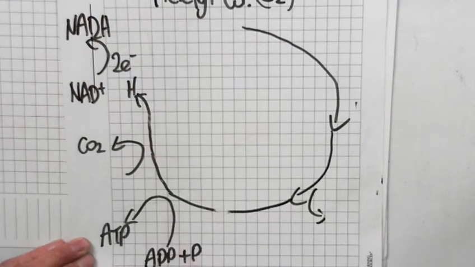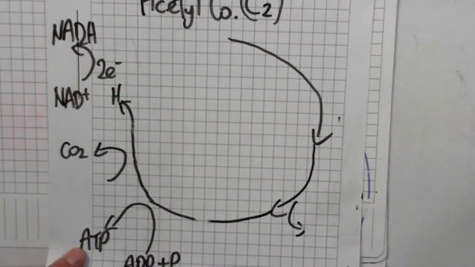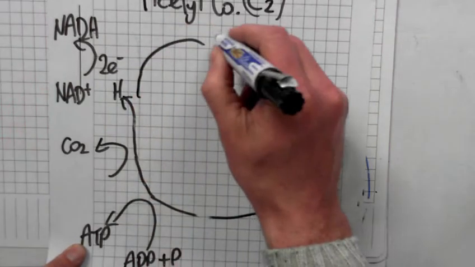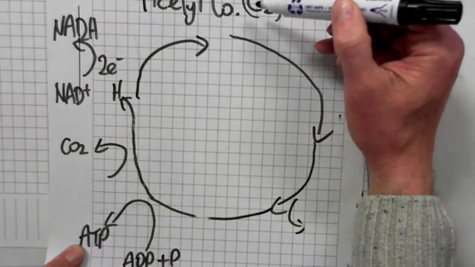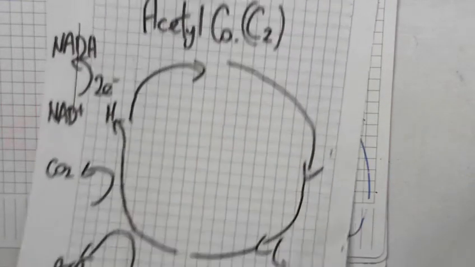And where do all of these NADHs travel off to? The ETC, the electron transport chain, like trucks, they pick up. So the cycle comes around again, and what's picked up again? 2 more carbons are picked up. The cycle goes around again.